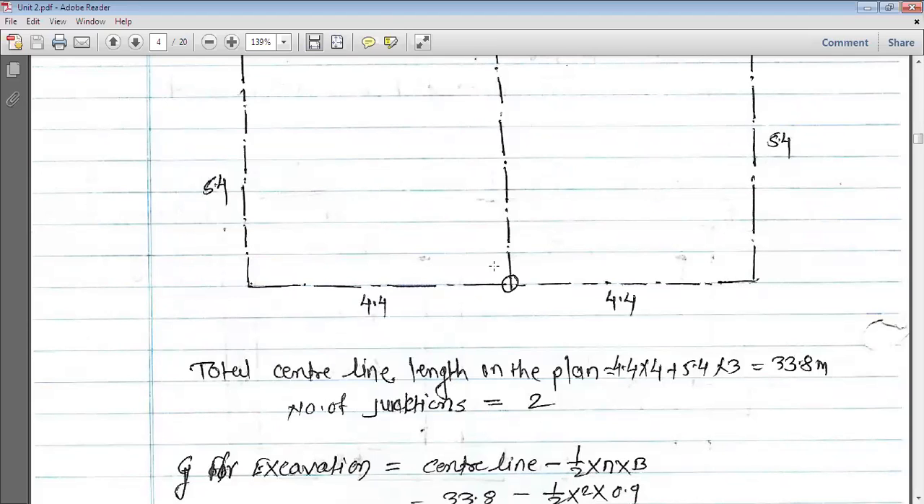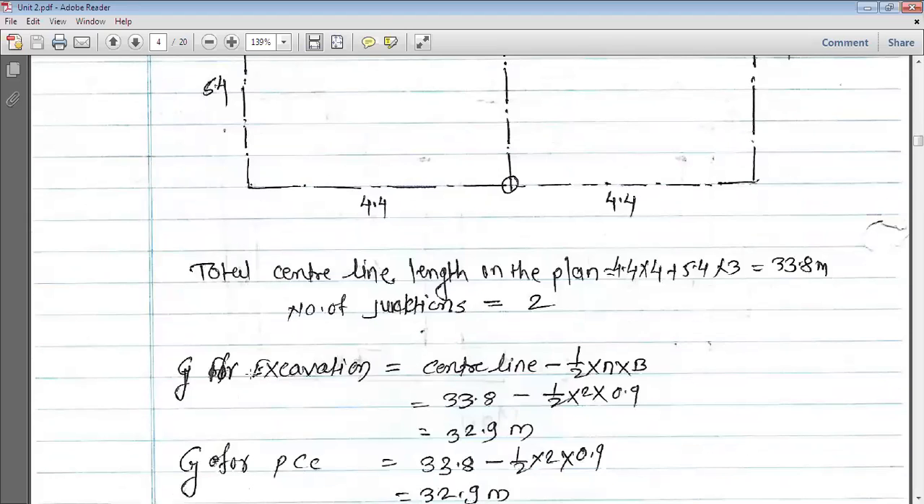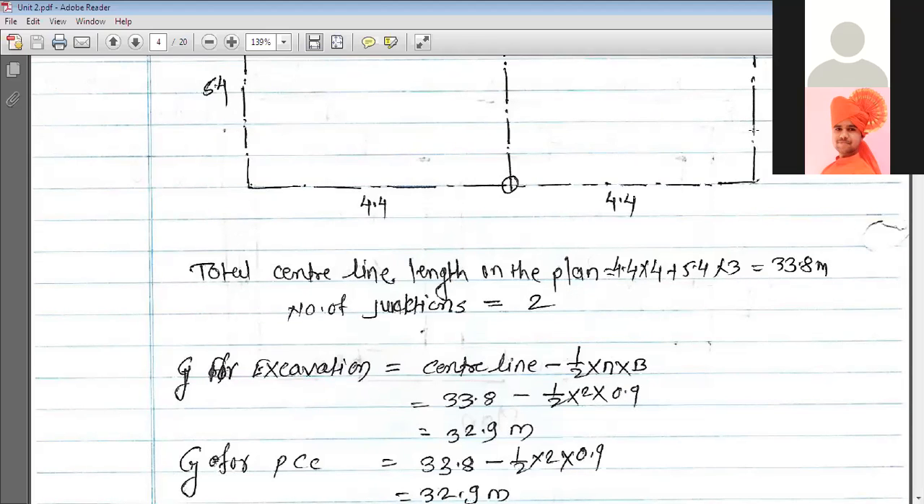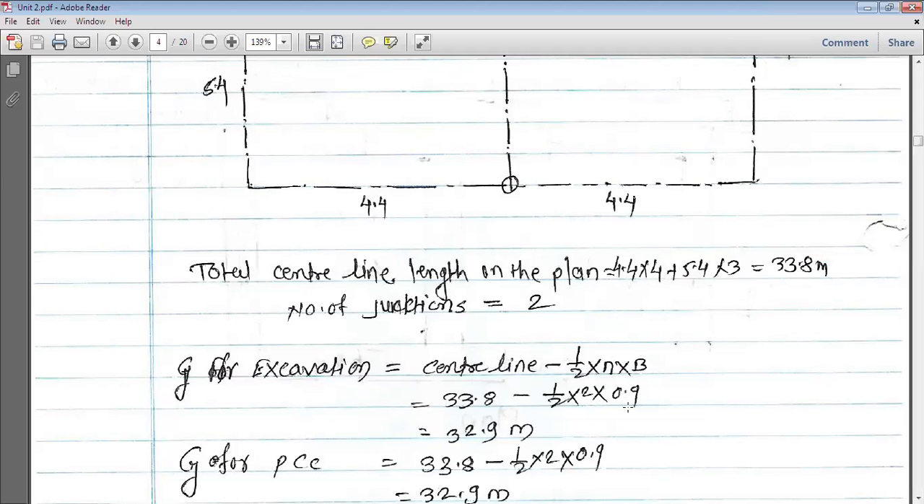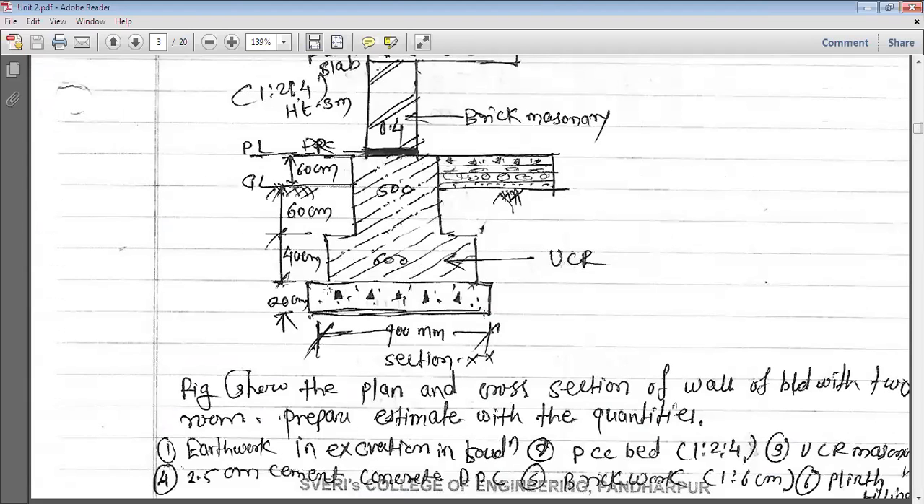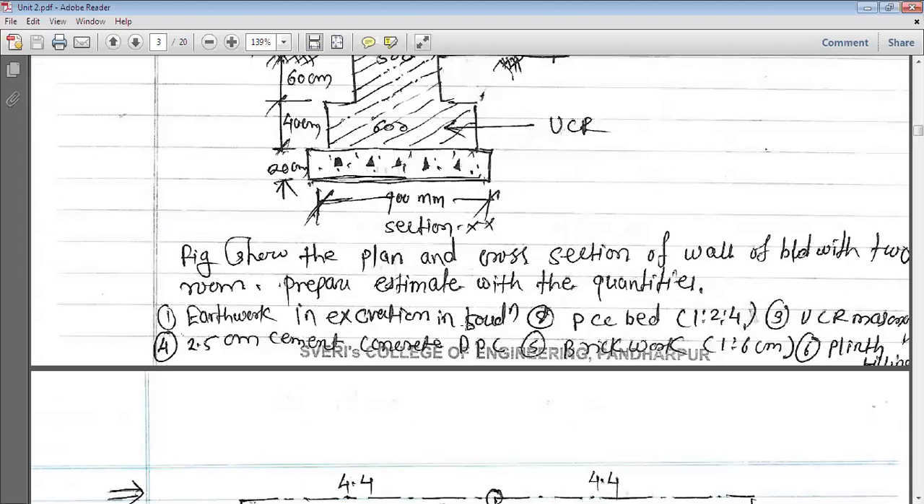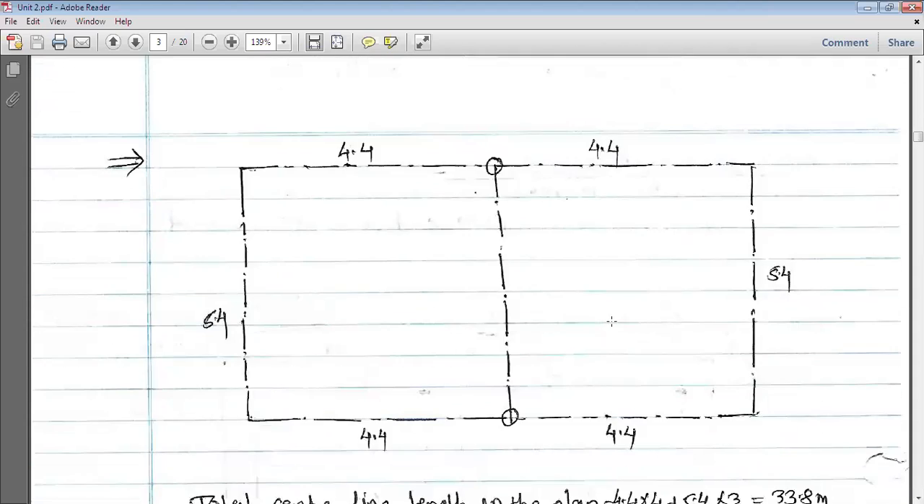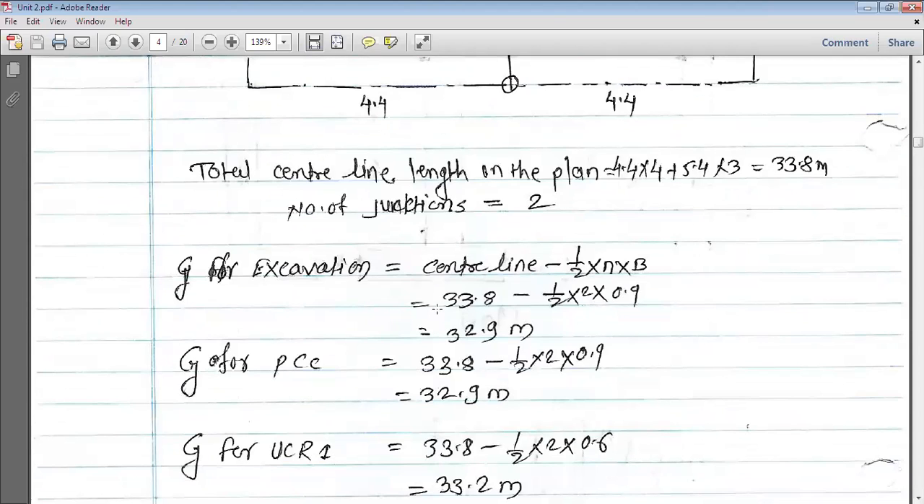Then we started to calculate the center line length for the first activity, that is excavation. How did we calculate it? Center line length minus 1/2 into n into b, where b, or w, you can give any notation. N is the number of junctions, which is 2 for this problem. B is the width for excavation. The width is mentioned as 900 mm, that is 0.9 meters, for the excavation. So we have calculated all the lengths.